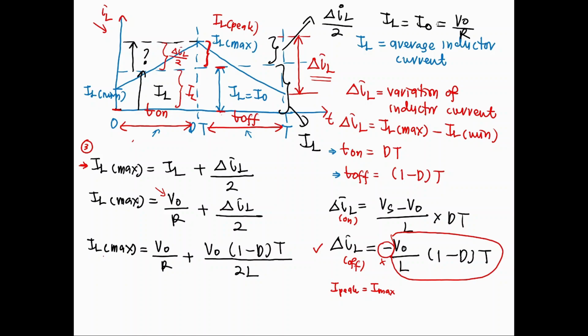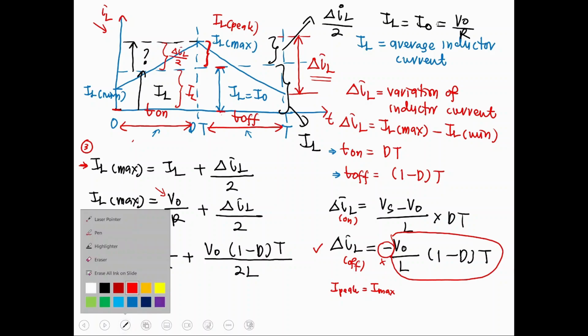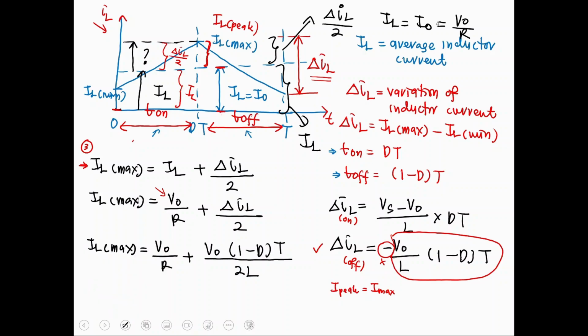So your IL max will be equal to V out over R plus V out multiplied by 1 minus T times T over 2L. Next, we take out the V naught, because we have V naught here and here, right? So we can take it out. It will be like this.